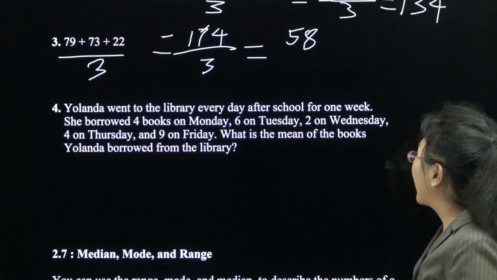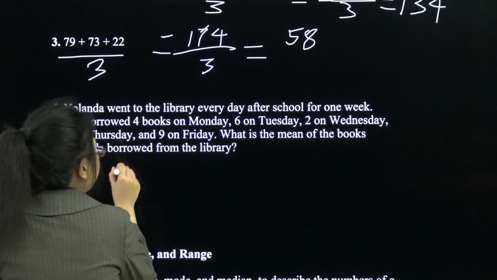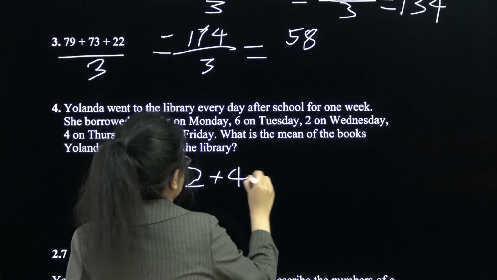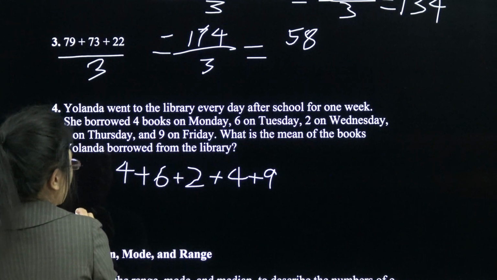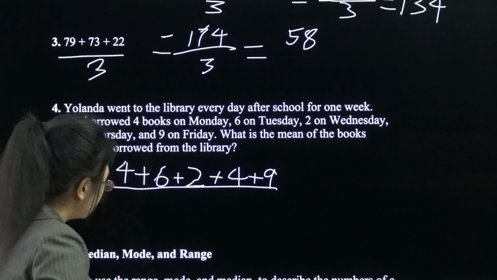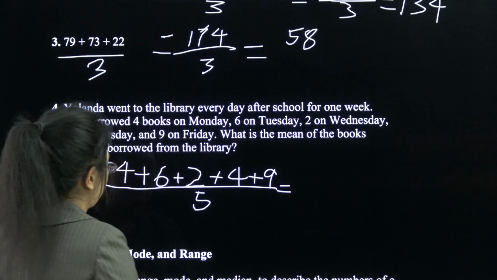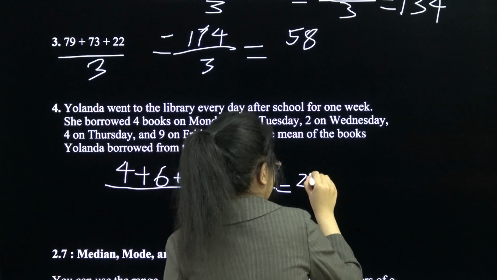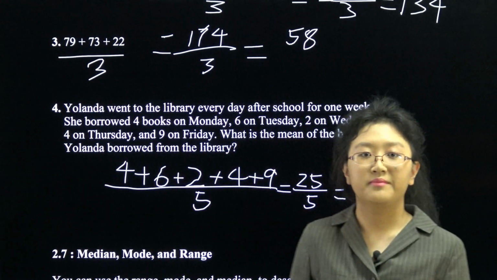Yolanda went to the library every day after school for 1 week. She borrowed 4 books on Monday, 6 on Tuesday, 2 on Wednesday, 4 on Thursday, and 9 on Friday. What is the mean of the books Yolanda borrowed from the library? I.e., what is the mean for every day? Well, there's 5 days. So divide by 5. We add this up, and we get 25 over 5, which is 5. She borrowed a mean of 5 books per day.